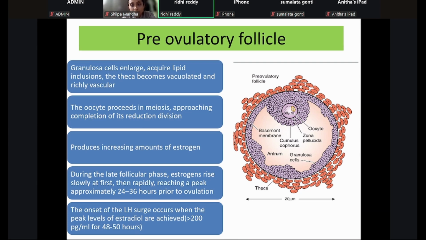During the late follicular phase, estrogen rises slowly at first, then rapidly. The estrogen peak is reached approximately 24 to 36 hours prior to ovulation. The onset of the LH surge occurs whenever estradiol is more than 200 picograms, maintained for around 48 to 52 hours. Only then does the LH surge happen.